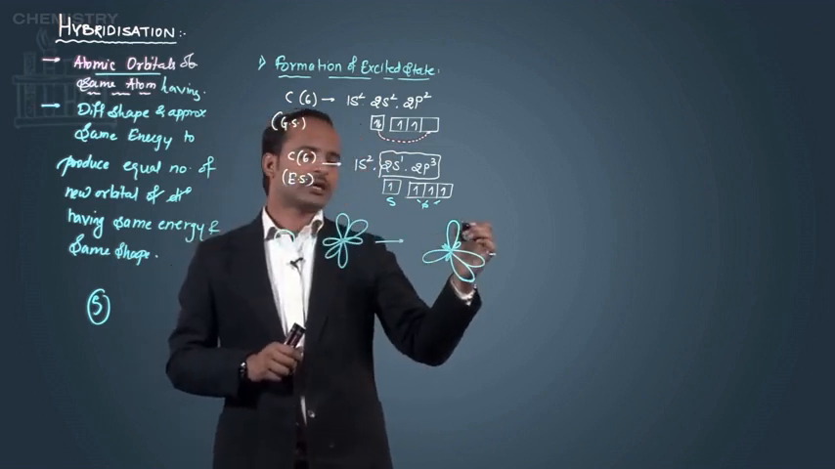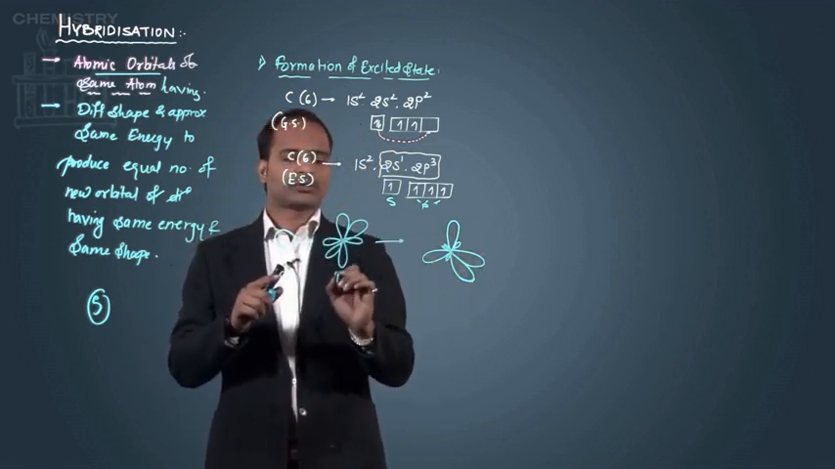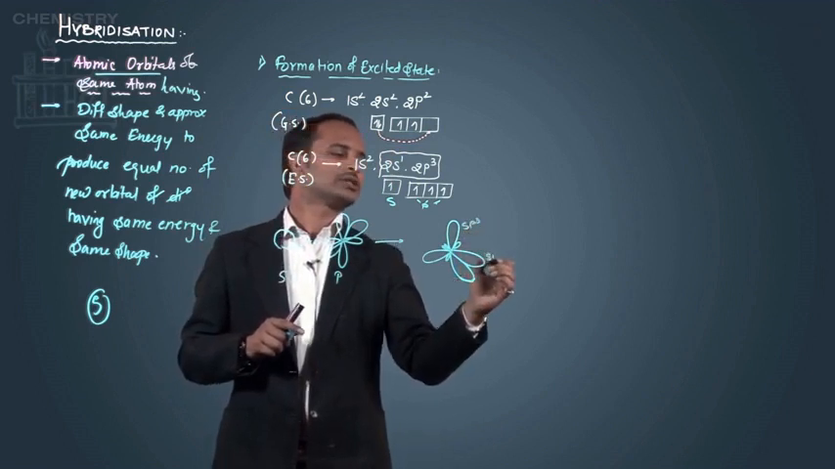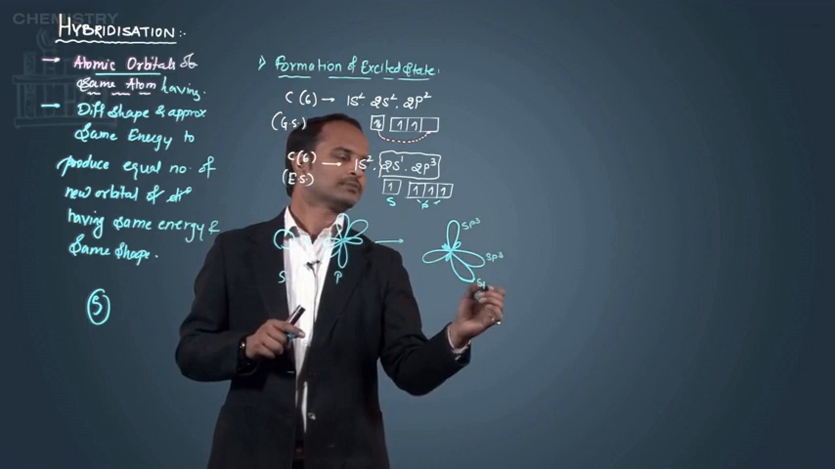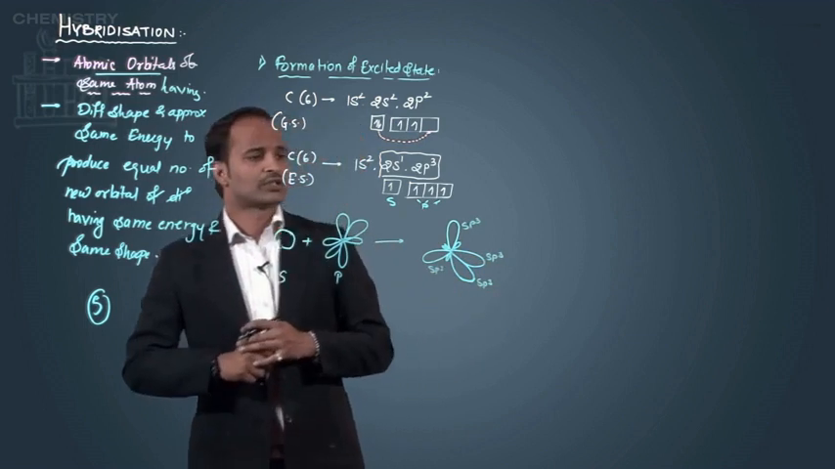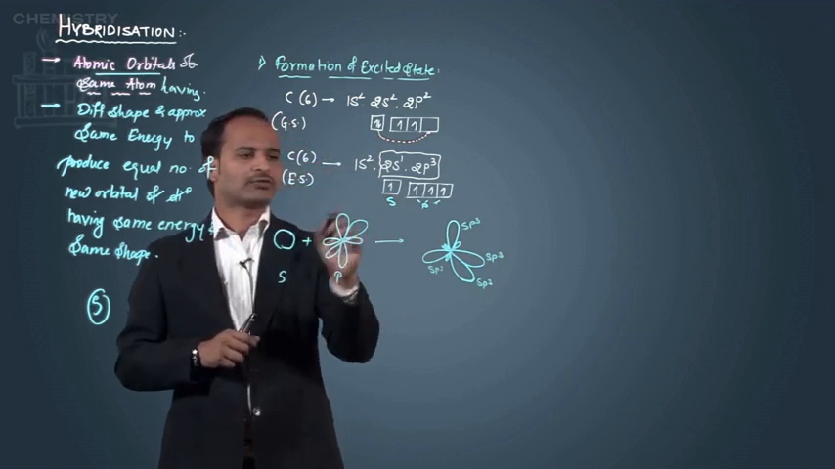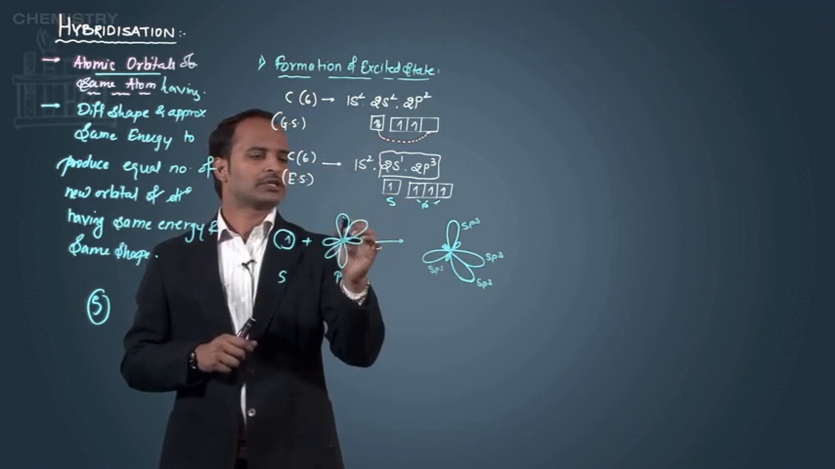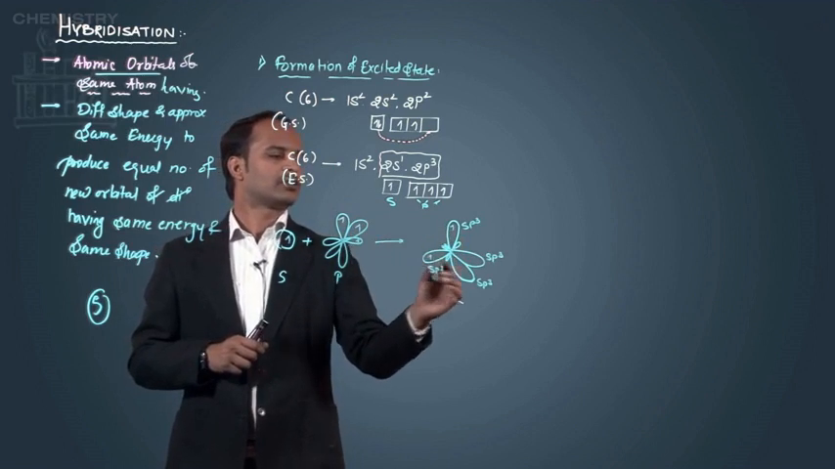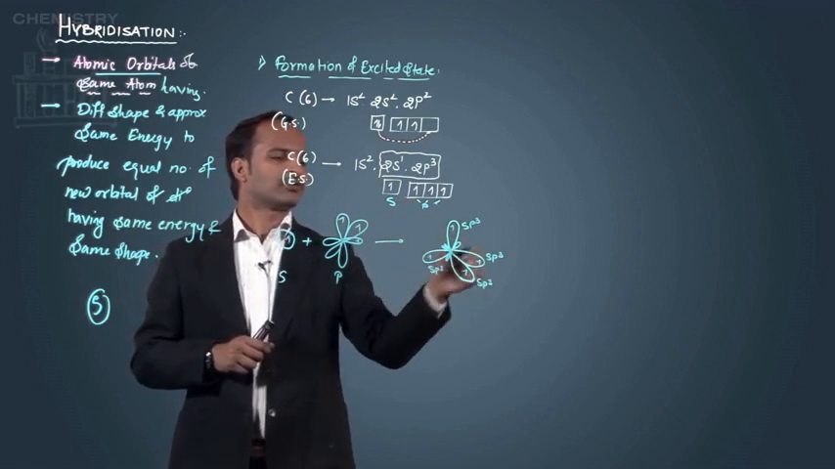So each of them, this was an s orbital, this was a p orbital. Now each of them is called an sp3 hybrid orbital. Now these are called hybrid orbitals, that is, orbitals which are formed from hybridization. So whatever electrons were present in the s orbital and in px, py and pz, now these electrons will move to these 4 orbitals. So these are the 4 orbitals.